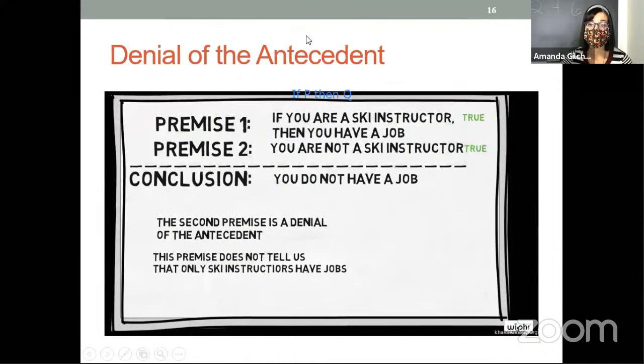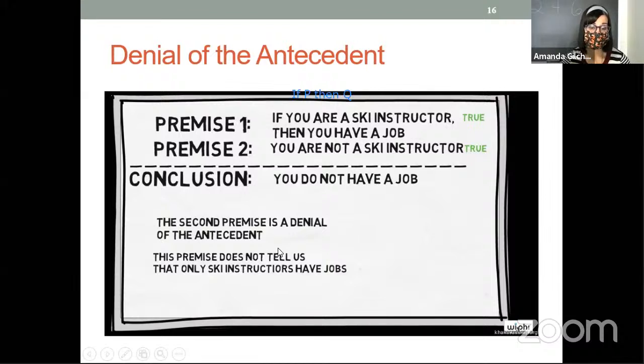takes a form like this. If you are a ski instructor, then you have a job. You are not a ski instructor. Therefore, you do not have a job. Can you see that this is not a valid argument? Yeah, you can think of a lot of counterexamples of people who have jobs and are clearly not ski instructors. So this is a case of the denial of the antecedent. So it's if P, you're a ski instructor, then Q. Not P, therefore not Q. That is not a valid argument.